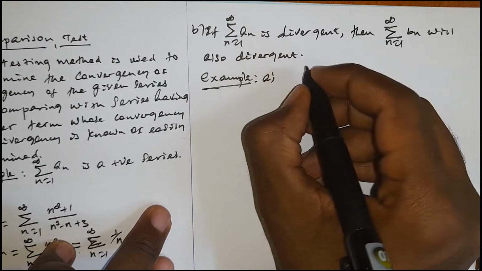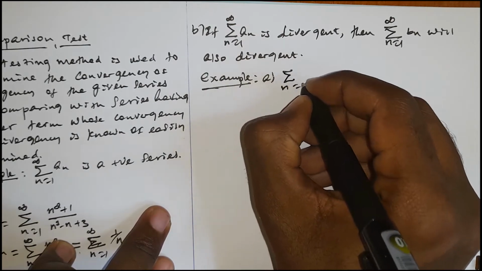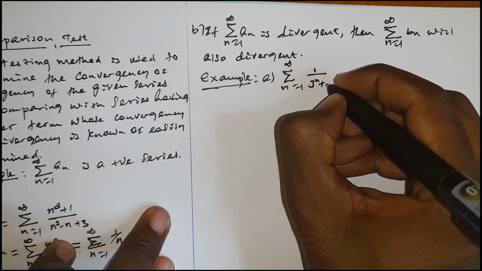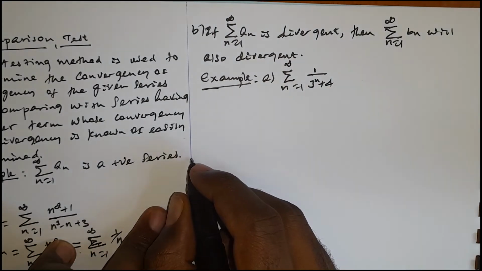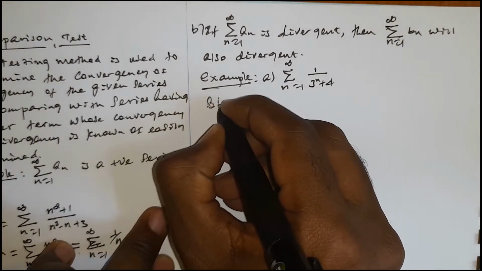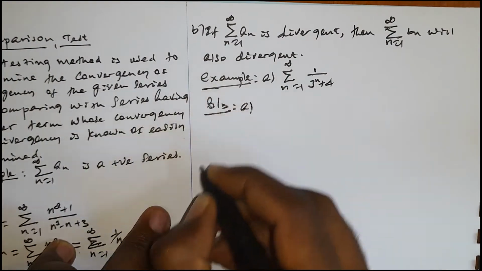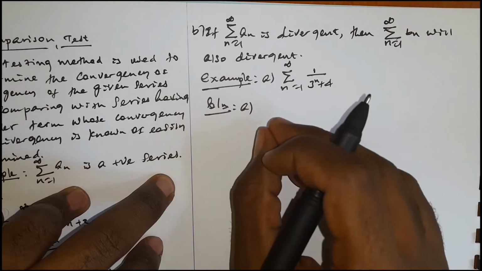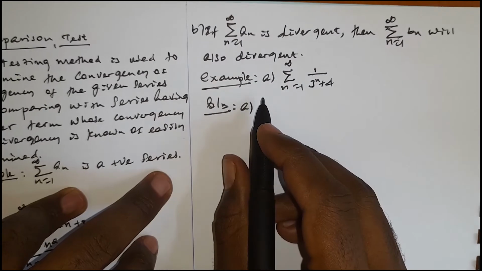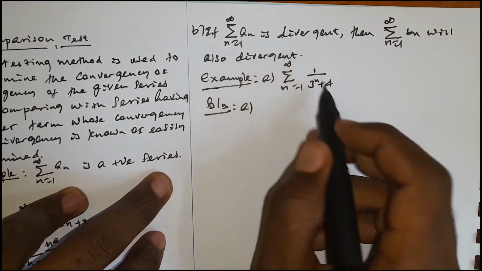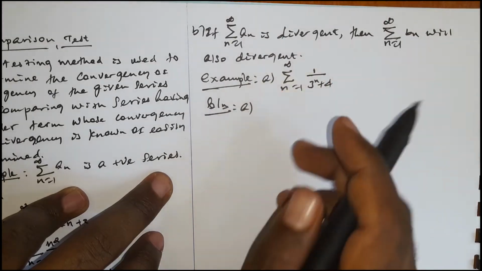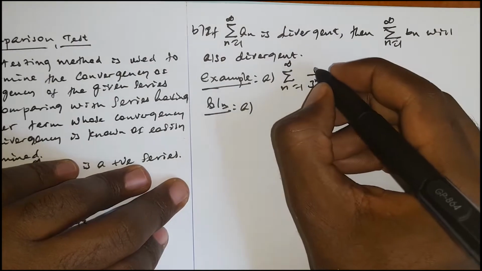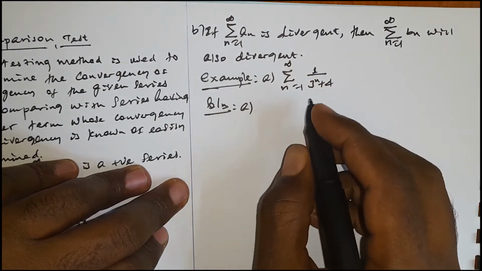Example A: the summation of 1 over 3 power of n plus 4. Solution A. Here in the first step we have to find Bn or another series to compare with the given series, and to find that series we take the dominant term from the numerator and denominator.